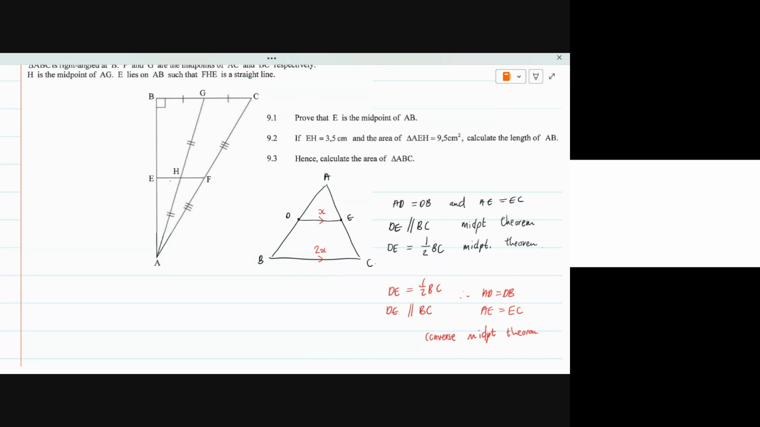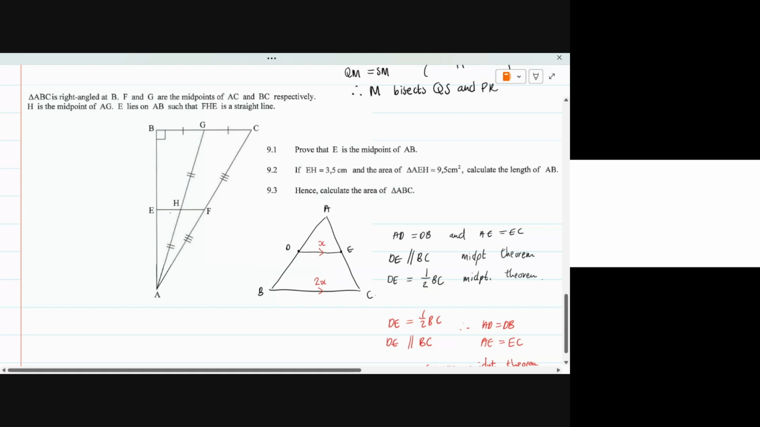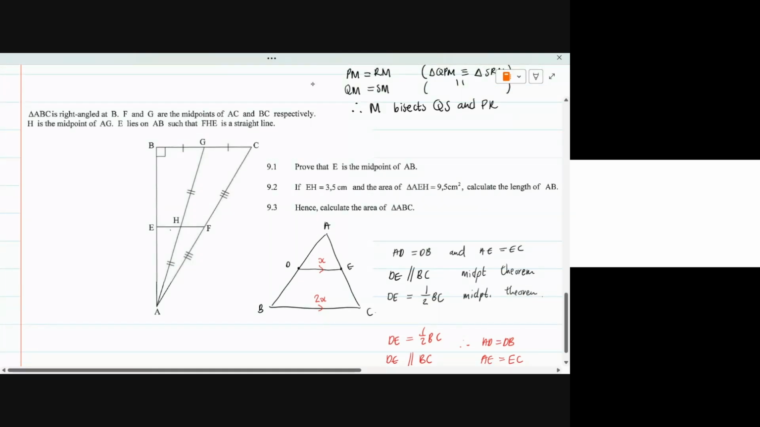All right. Let's have a look at the question that we've been given over here. 9.1 says, oh, let's read the information. Oh, guys, I almost forgot to read the information. It says here, triangle ABC is a right-angled triangle. It's right-angled at B. F and G are the midpoints of AC and BC respectively.